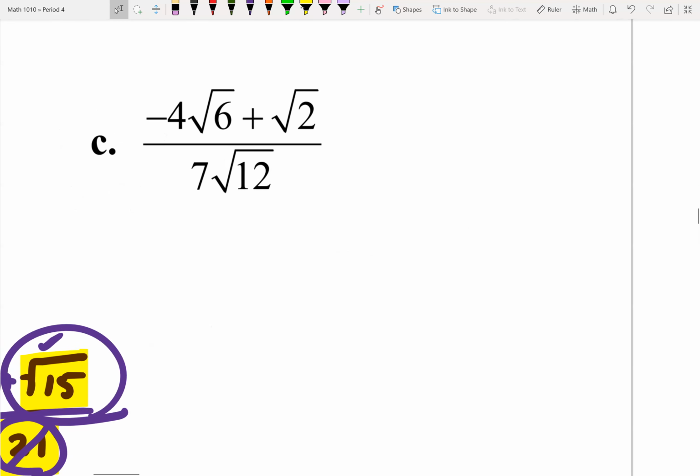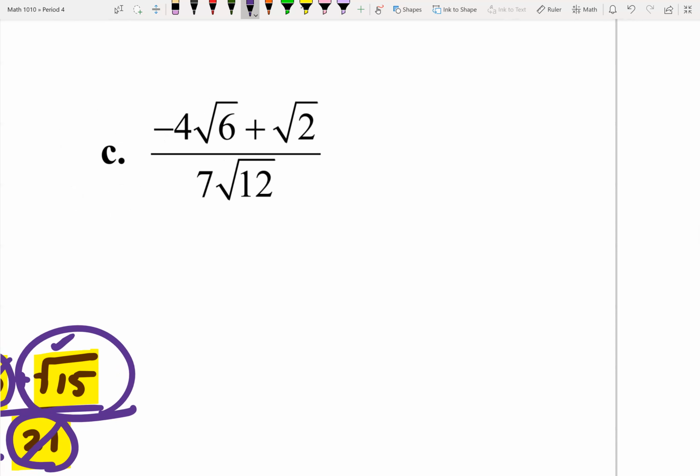Okay, question C. I could do this, okay? Don't write this down. But I could do that. It would be fine. I would not do that. I think there's an easier thing you could do. Does anybody have any advice, any thoughts, or does anyone see anything?